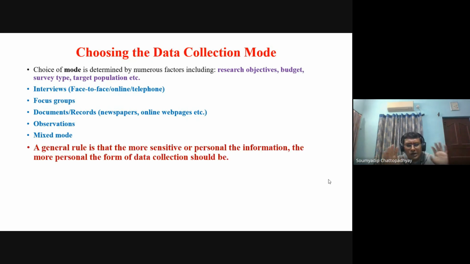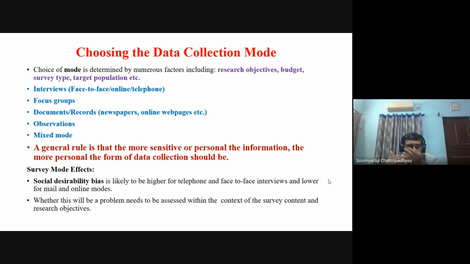Now, there is a golden rule, a general rule regarding the choice of mode of data collection. The general rule is that the more sensitive or more personal the information, the more personal the form of data collection should be. This is the guideline we need to follow in order to decide on the particular mode of data collection. While deciding on the mode, we also need to keep in mind two particular biases.